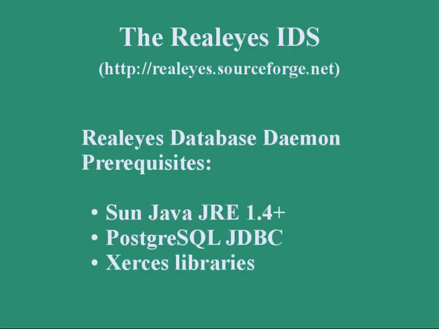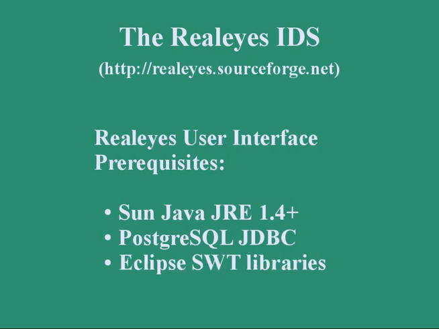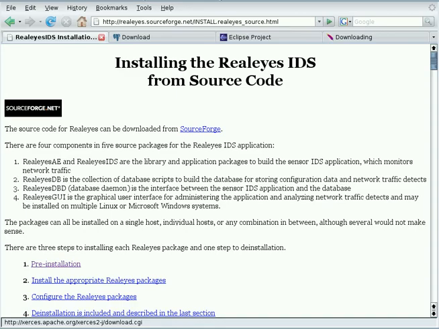The database daemon prerequisites are the Sun Java JRE version 1.4 or above, the Postgres JDBC jar file, and 2 Xerces libraries from the Apache XML project. The user interface prerequisites are the Sun Java JRE version 1.4 or above, the Postgres JDBC jar file, and the Eclipse platform package. The details for downloading these are in the installation instructions.